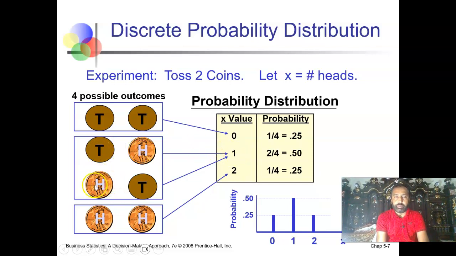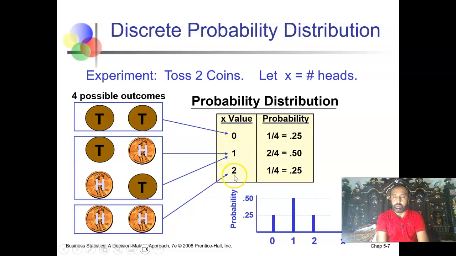Third possible outcome is first time head, second time tail, so again 1 head. And the fourth possible outcome is that we do not get tail, we get head both times. So the x value, which is success, can be 0 head, 1 head or 2 head if we toss a coin 2 times.